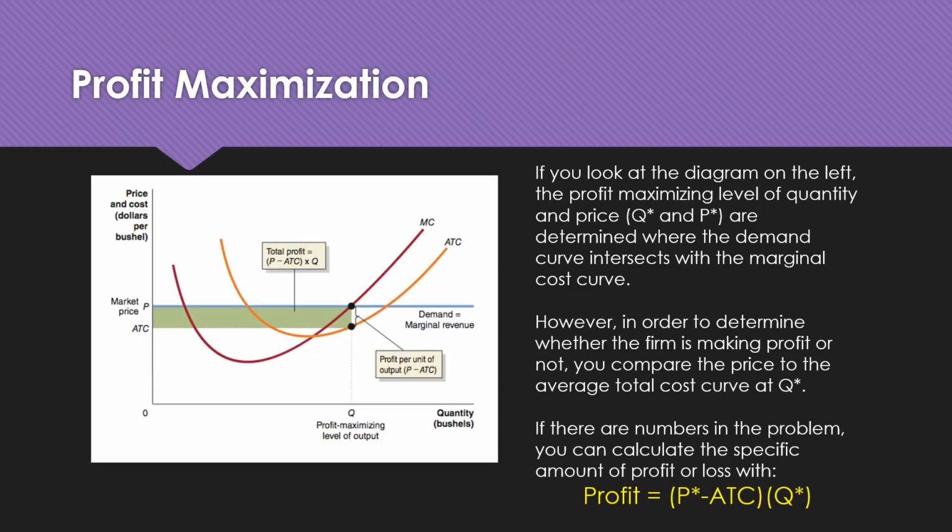So here's an example of a perfectly competitive industry. We have a horizontal demand curve, so that implies perfect competition. And then we have our upward sloping marginal cost curve, and we have an upward sloping average total cost curve. The reason the average total cost curve is included here is that in order for us to determine whether the firm is making positive profits, negative profits, or breaking even, we have to compare the actual price to the average total cost of the production process.